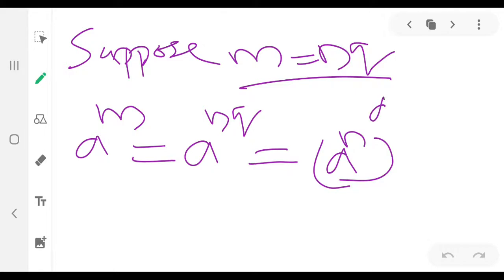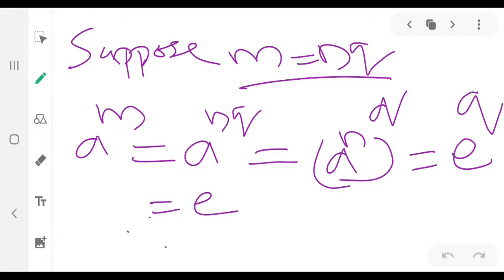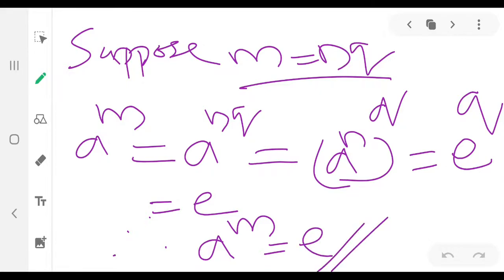a raised to n എന്ന് പറഞ്ഞാൽ ആരാ? e ആണ്. That is e raised to q, which is equal to e. Therefore we get a raised to m is equal to e. We prove the first case.